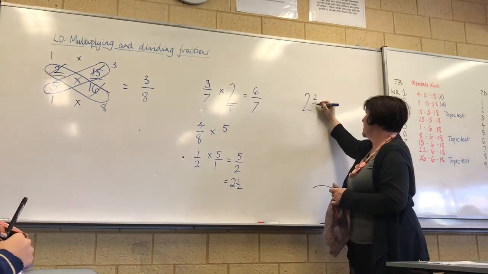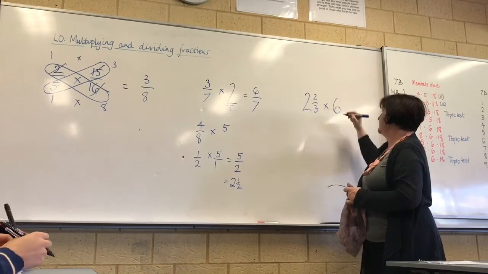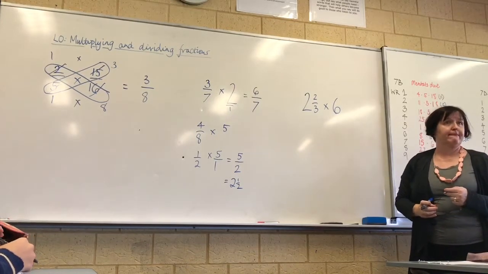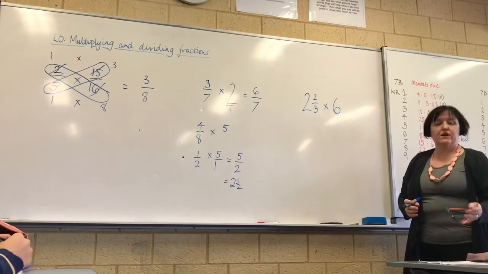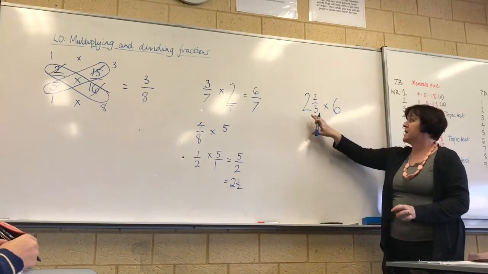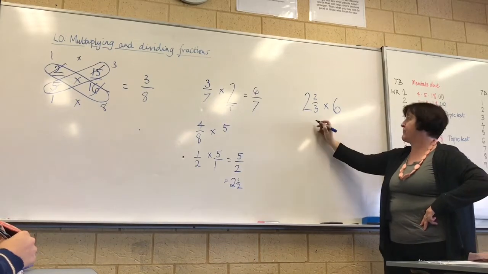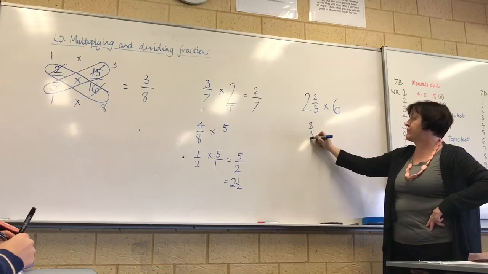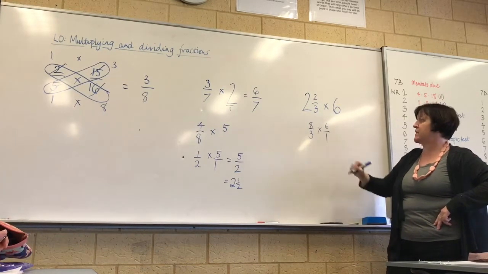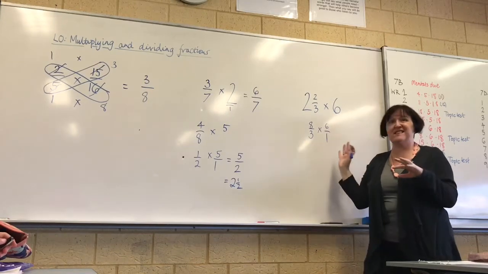So let's have 2 2/3 multiplied by 6. There are 2 things that you have to do here. You have to do something to both those numbers. This one you need to change to an improper fraction, so that will be 8/3. And then this one you change to a fraction, which is 6/1. Now the process is exactly the same.